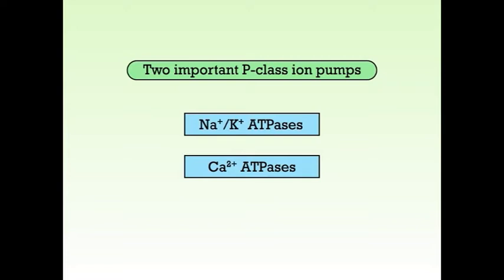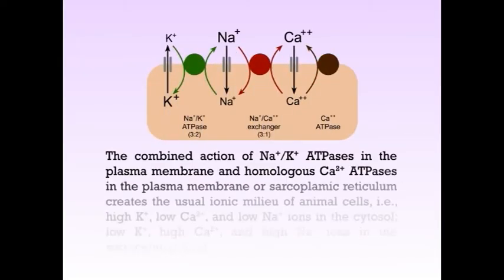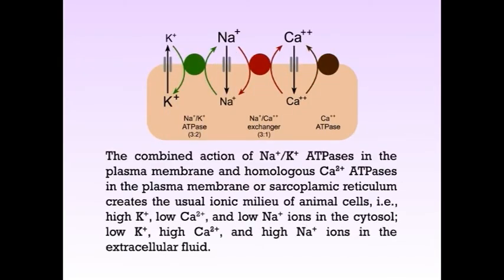calcium ATPases. The combined action of sodium-potassium ATPases in the plasma membrane and homologous calcium ATPases in the plasma membrane or sarcoplasmic reticulum creates the usual ionic milieu of animal cells, that is, high potassium, low calcium, and low sodium ions in the cytosol, and low potassium, high calcium, and high sodium ions in the extracellular fluid.